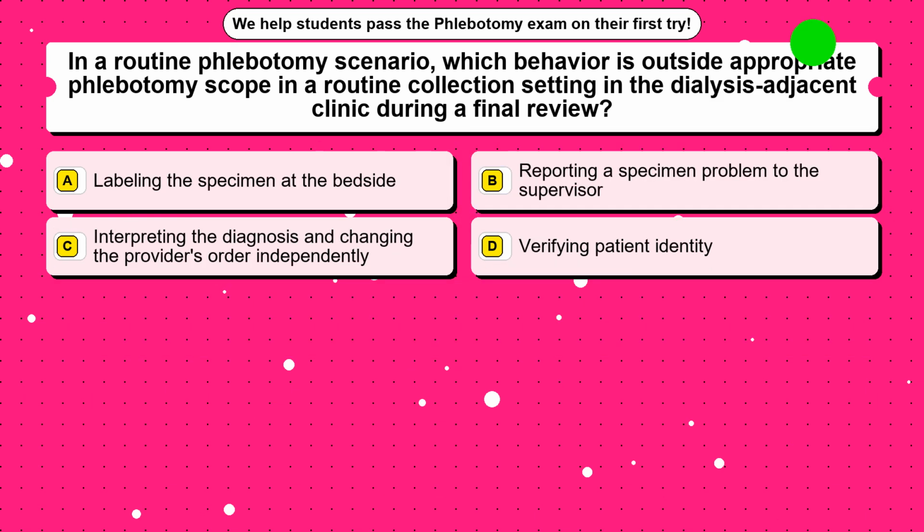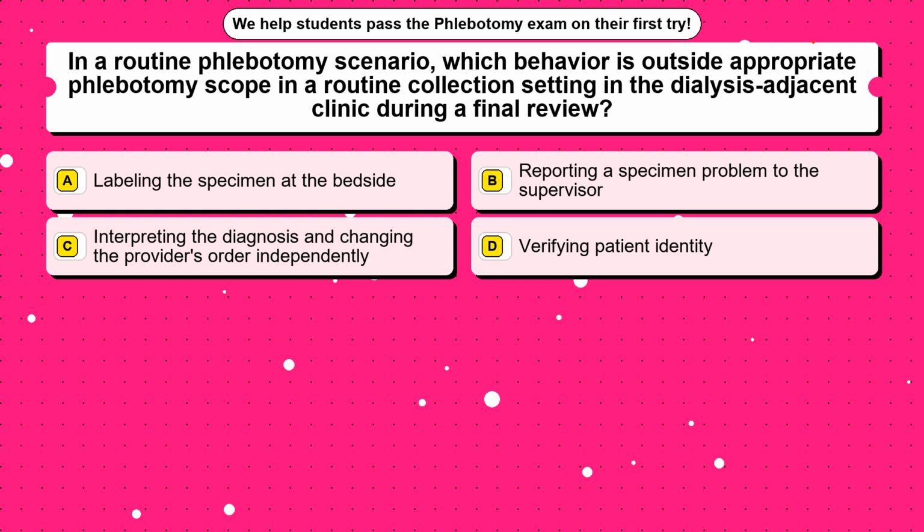Question 87. In a routine phlebotomy scenario, which behavior is outside appropriate phlebotomy scope in a routine collection setting in the dialysis adjacent clinic during a final review? Option A. Labeling the specimen at the bedside. Option B. Reporting a specimen problem to the supervisor. Option C. Interpreting the diagnosis and changing the provider's order independently. Option D.